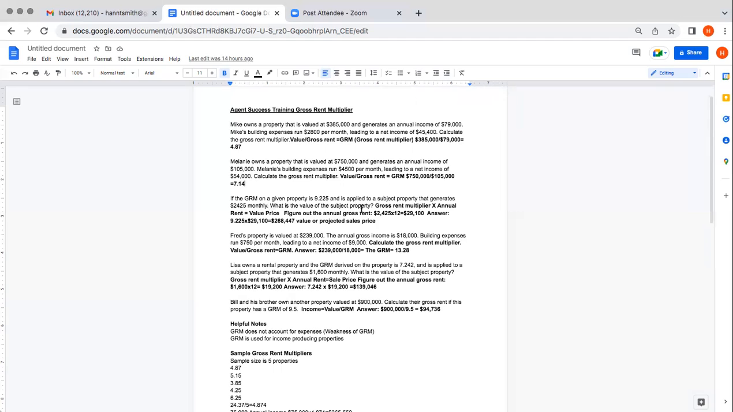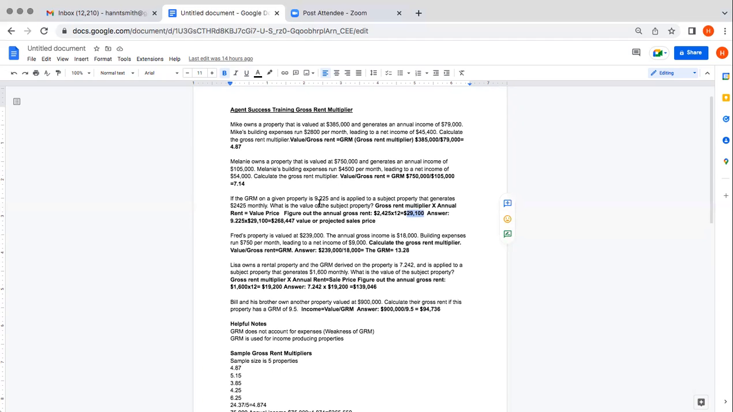The first step is to figure out the annual gross rent. So $2,425 times 12 equals $29,100. That is the first part of the equation. So the $29,100 is our annual income that the property produces, or gross income. No expenses have been taken out of that number.